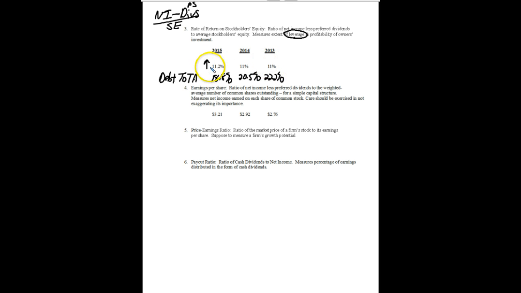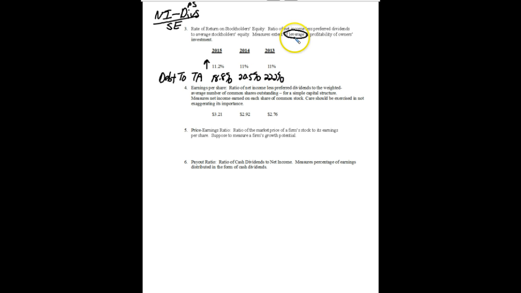Okay, so we're going to see some odd things. Debt to total assets. Okay, that looks better, doesn't it? We actually have some odd things going on here. We have return on stockholders' equity going up. Usually we'll see that accompanied with an increase in debt to total assets, and that's not the case here. So that's a little unusual.